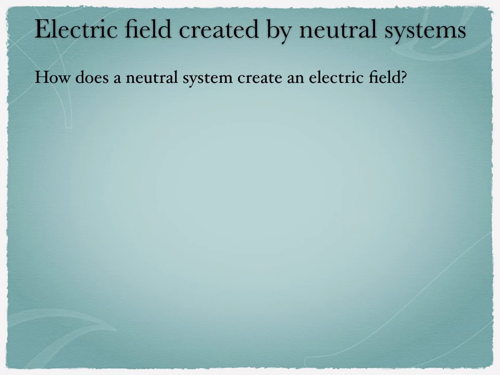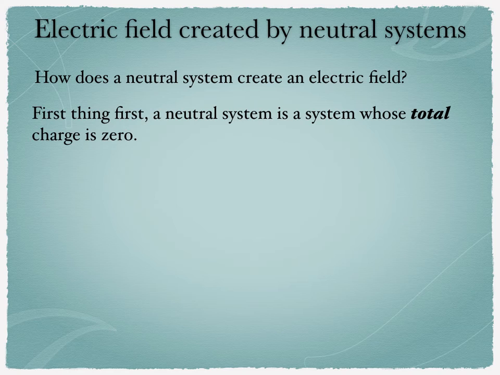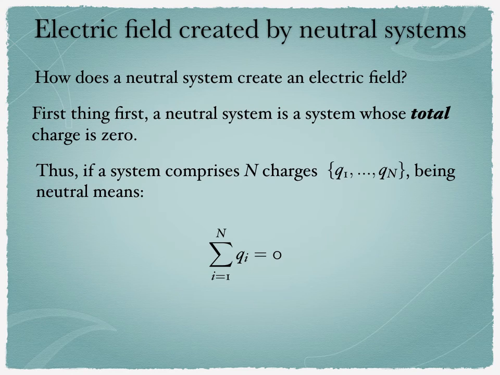Why is it so? It's because the actual definition of a neutral system is that its total charge is zero. Therefore, if you have a system that comprises n charges ranging from q1 to qn, then being neutral for that system means that the sum of these charges is equal to zero, regardless of where these charges are located. So that's what it means to be neutral, and that's all. So it means that we can't infer really anything about the electric field created unless we delve in the details of the system we are looking at.